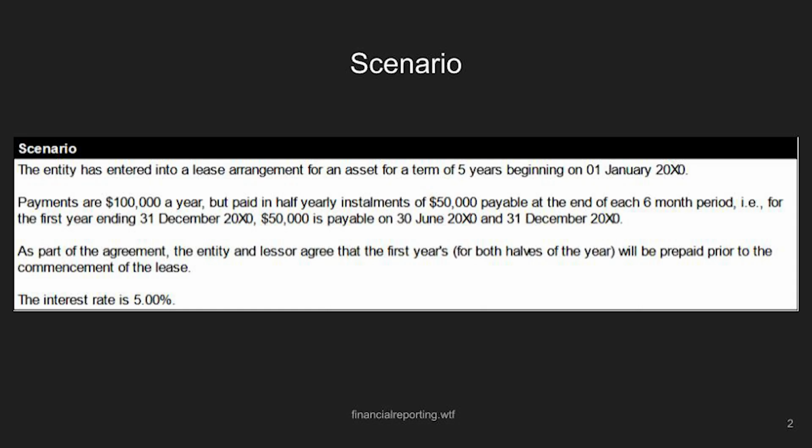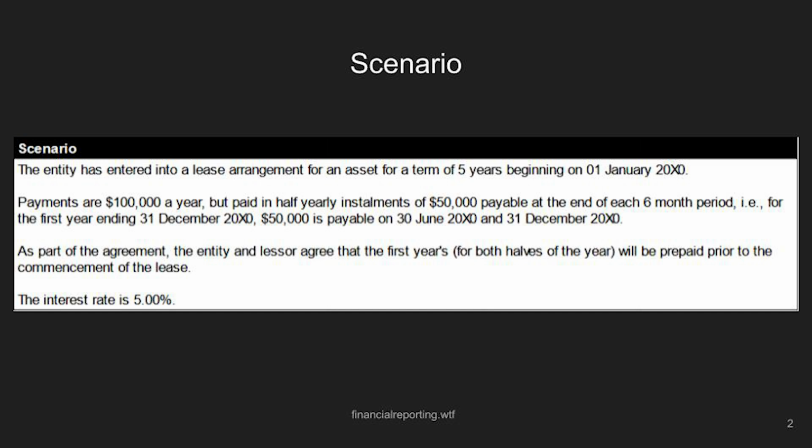This is a scenario of a lease under IFRS 16 Leases, which has a period of the lease term paid in advance or prepaid prior to the commencement of the lease term. Payments are $100,000 a year, split into half-yearly payments of $50,000 payable on the 30th of June and the 31st of December of each year. The lease is for 5 years and commences on the 1st of January.